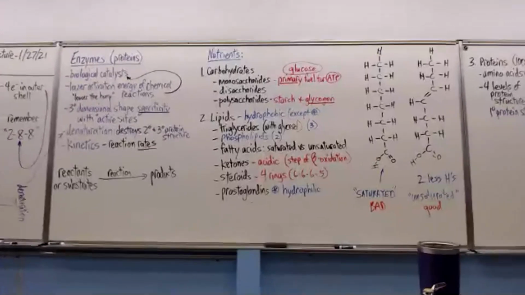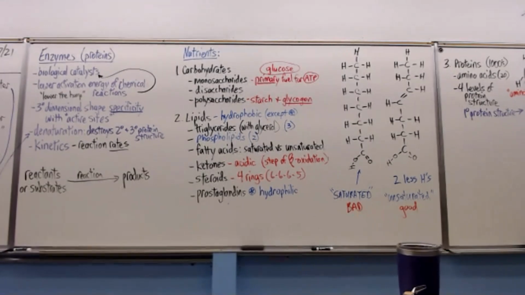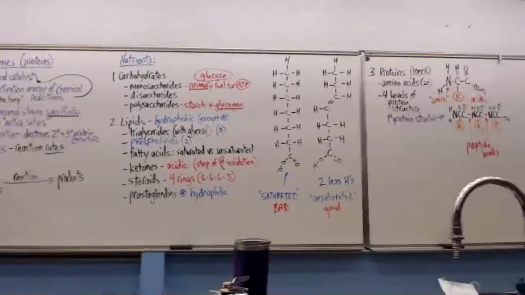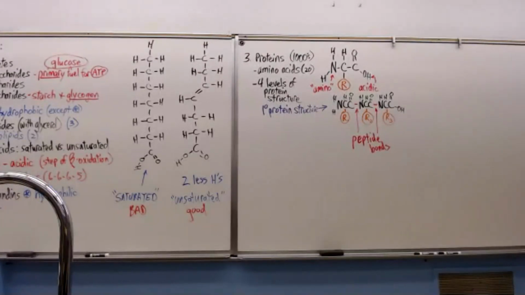And then the 3 nutrients. Carbohydrates and lipids. I drew out for you the difference between saturated and unsaturated fats, and then there's the 3rd nutrients on proteins. Any questions?